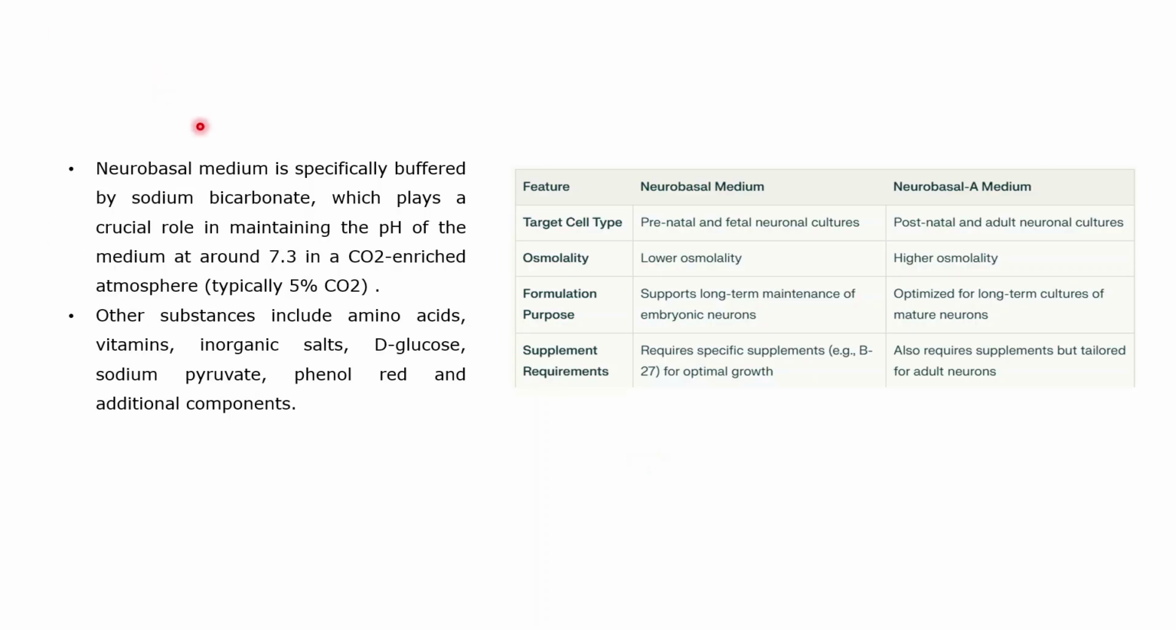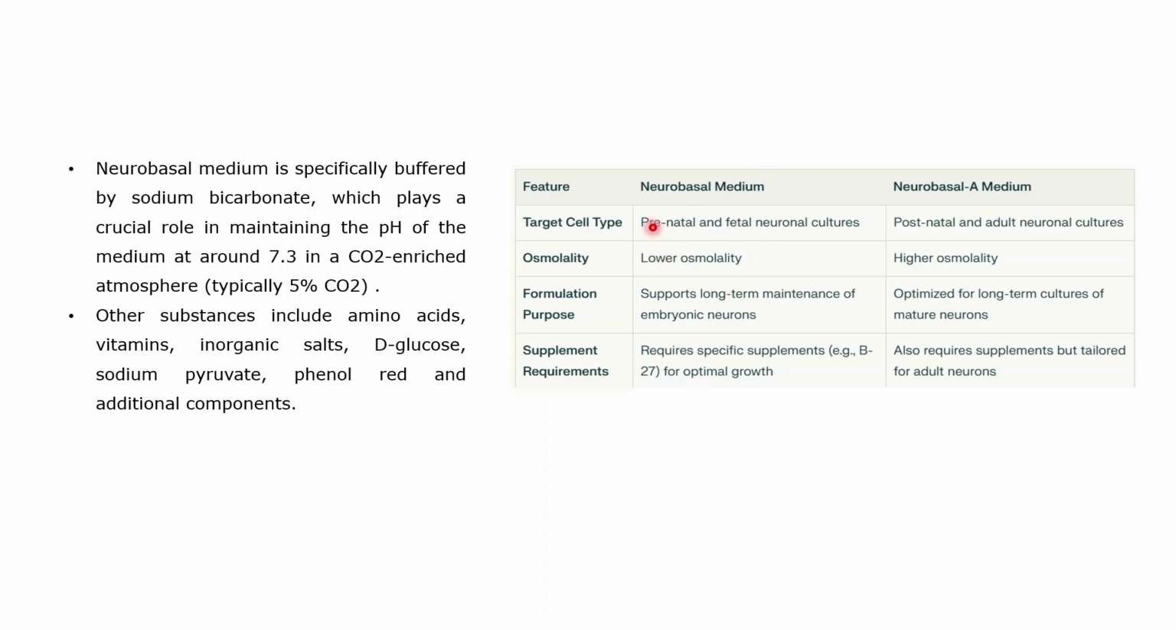If you look into B27 with neurobasal media, it is called NB27, and 27 represents the number of substances present in that media. There are 27 different substances within that media, which is why it is called B27 or NB27. It consists of sodium bicarbonate to maintain the pH. Apart from that, amino acids, vitamins, and glucose to provide the energy source are also present. This I have discussed before.